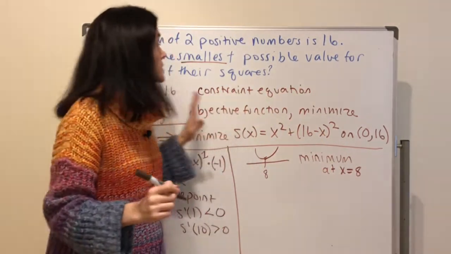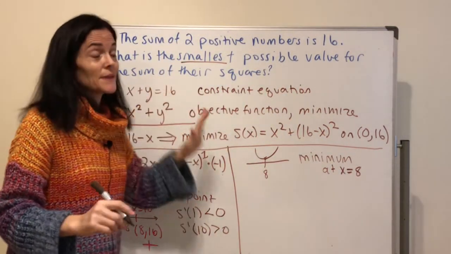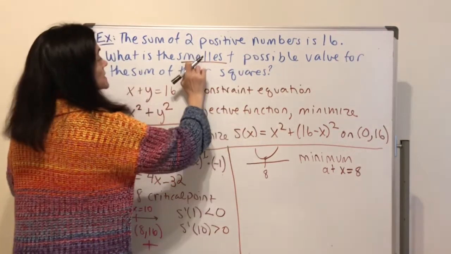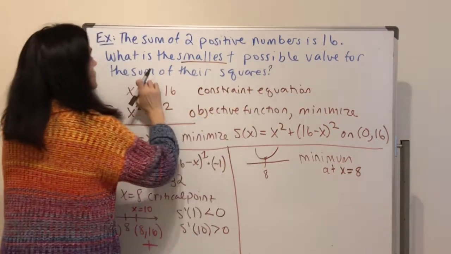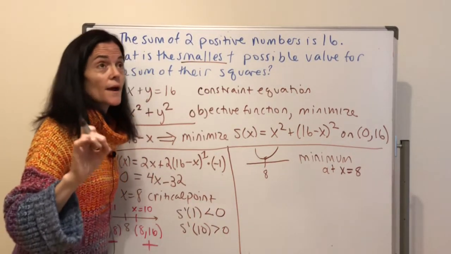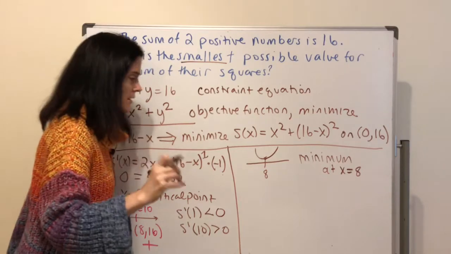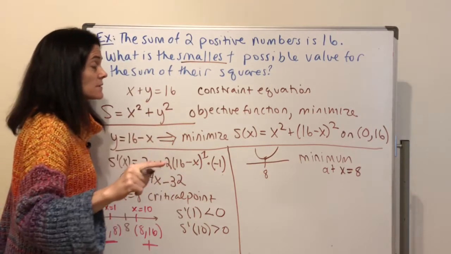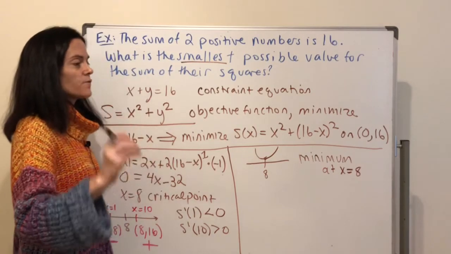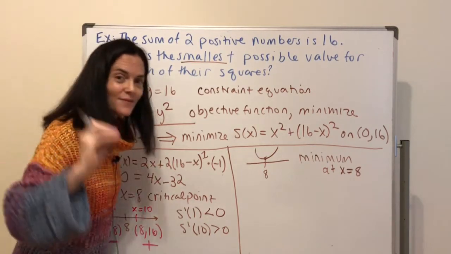Okay, now we're not quite finished. The final thing to do is to read, usually the last sentence, and see what it's asking for. We want the smallest possible value for the sum of the squares. This is asking us for a function value. This is asking us not for x equals 8 as the answer. It's asking us for the s of 8.